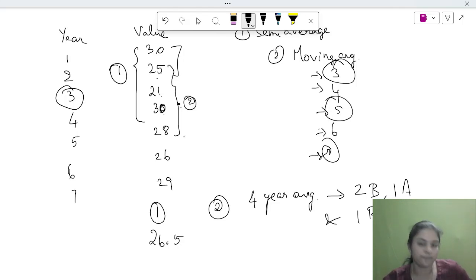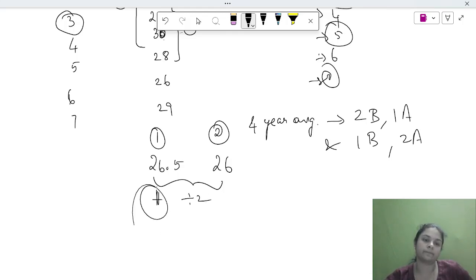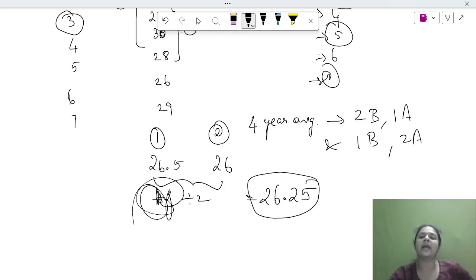104 by 4, which is 26. Now, you need to take the average of these two. So, total divided by 2. Okay. So, which is 26 plus 26.5 divided by 2, which is, what is the final answer? 26.25. This is the final answer of the moving average of 4 years.